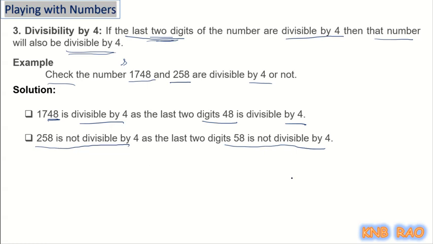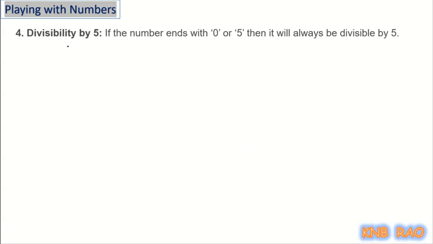Then moving on to the divisibility test by 5. When can we say a number is divisible by 5? Any number is divisible by 5 when it ends with 0 or ends in 5. Any number ending in 0 is divisible by 5, or ending in 5 is also divisible by 5. So, this is the divisibility test of 5.